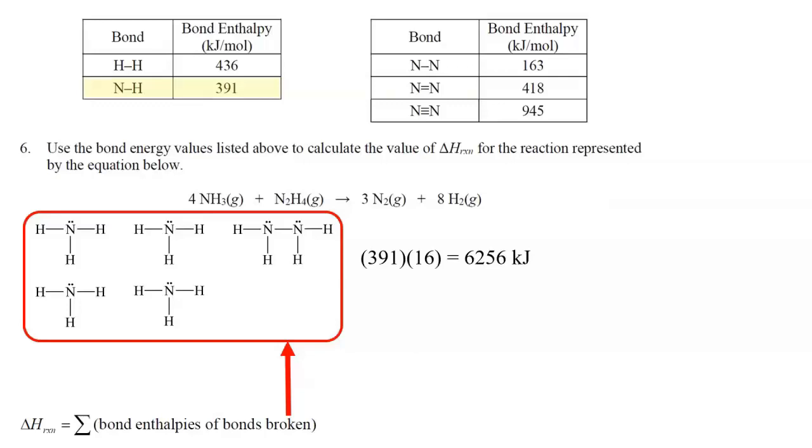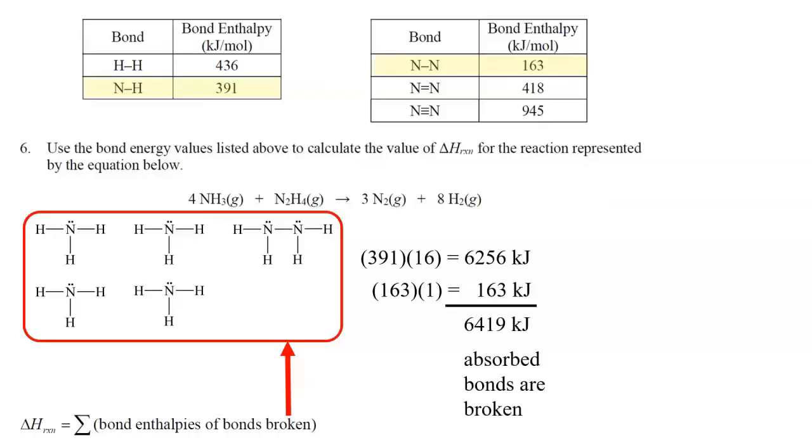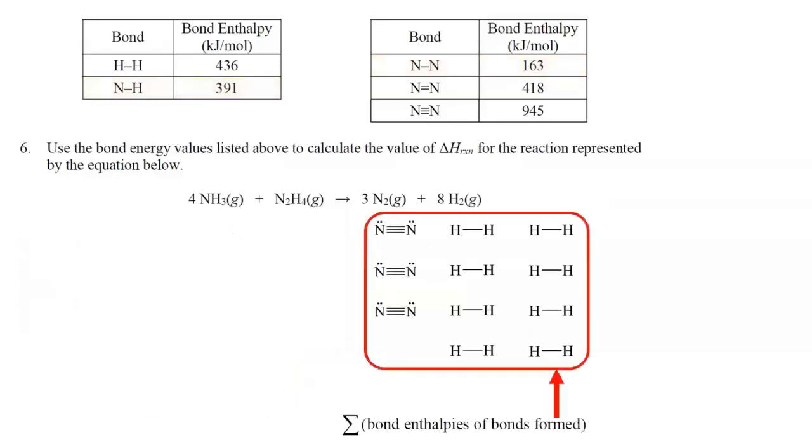are broken. And then don't forget, there is a nitrogen-nitrogen single bond, which has a bond energy of 163 kilojoules per mole. So 391 for the NH bond times 16 plus 163 for the NN single bond. That's a grand total of 6,419 kilojoules of energy. That's the energy absorbed when all of the bonds in the reactants are broken. Now, onto the other side of the equation where bonds are formed.